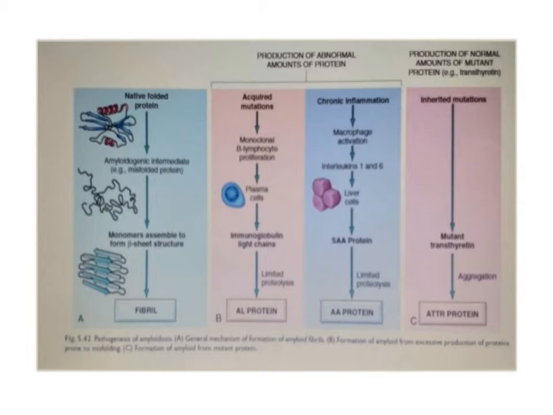As we had discussed, there could be an abnormal amount of protein that is produced in excess amount, like acquired mutations such as monoclonal B lymphocyte proliferation, which leads to plasma cells, and these abnormal plasma cells in plasma cell tumors like multiple myeloma, especially immunoglobulin light chain lambda, give rise to AL protein.